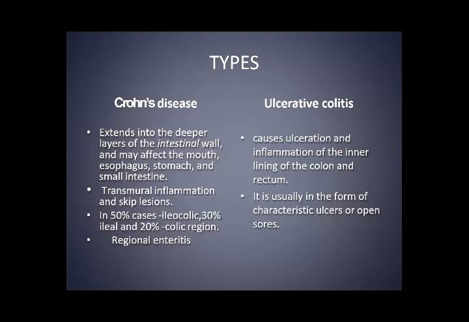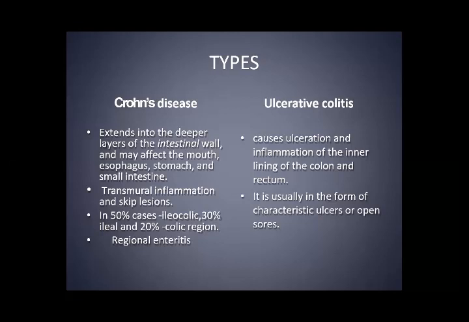In Crohn disease, the ileocecal area is the most commonly involved, in 50% of cases, and the colonic area may be involved, up to ileocolic and colic area, in up to 20%. So it is a descending disease, while ulcerative colitis is an ascending disease, starting from the proctitis, meaning your rectum, your sigmoid, and maybe involving the whole of the colon, that is pancolitis.